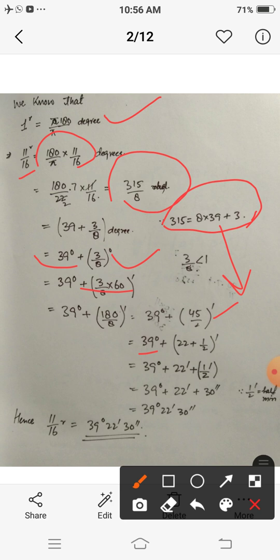So this simply means 39 degree plus 22 minute plus half minute equals, in terms of second, 1 by 2 into 60 seconds, because in 1 minute we have 60 seconds, which is simply 30 seconds. Hence 39 is an integral value, 22 is an integral value, 30 is an integral value, which implies that the value of this 11 upon 16 radian is 39 degree 22 minute and 30 second.